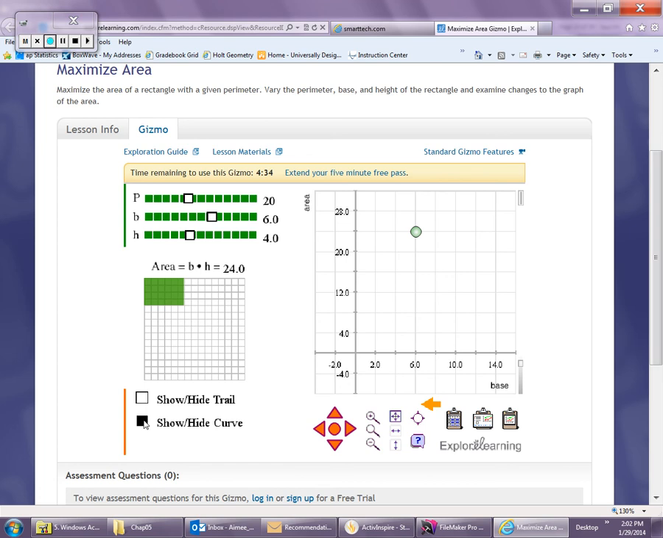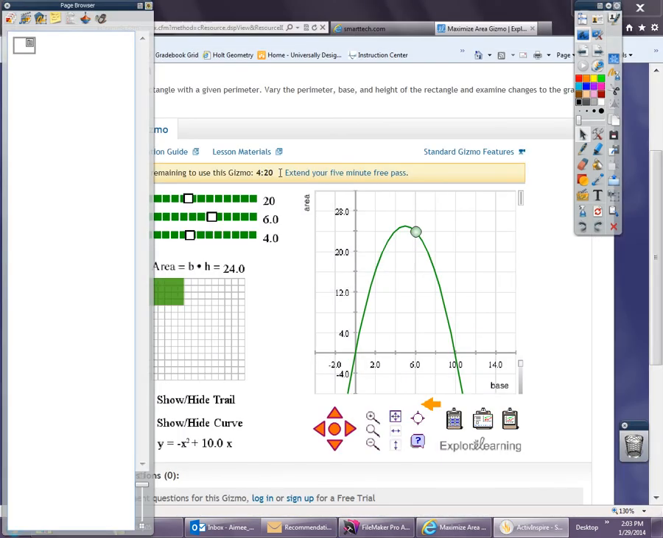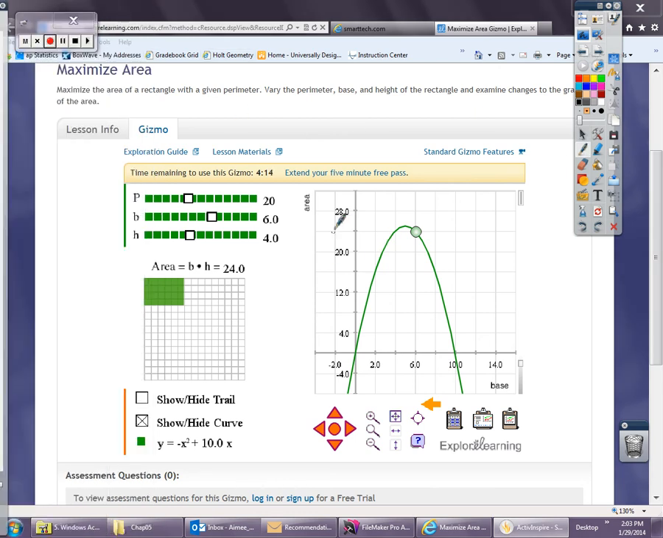Okay? Now I'm going to show a graph here, and you should recognize this graph as a parabola from Algebra 1. And where would be my maximum? In this case, the y is my area, and the x is my base. So the top point here would be considered my maximum area. So we want this big dot right here to slide until it comes up here.